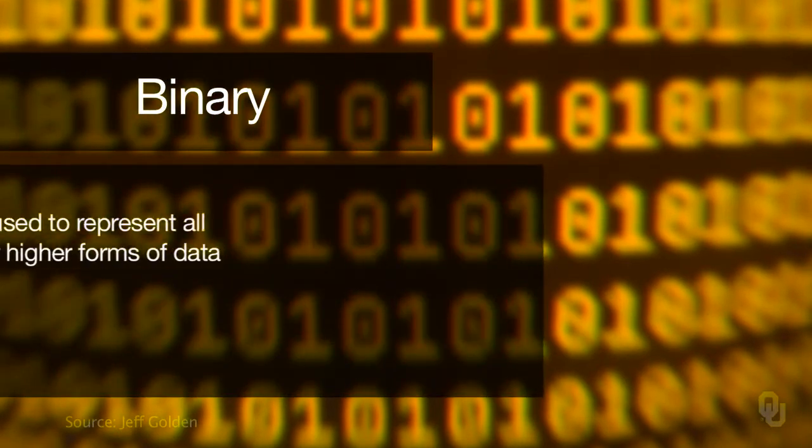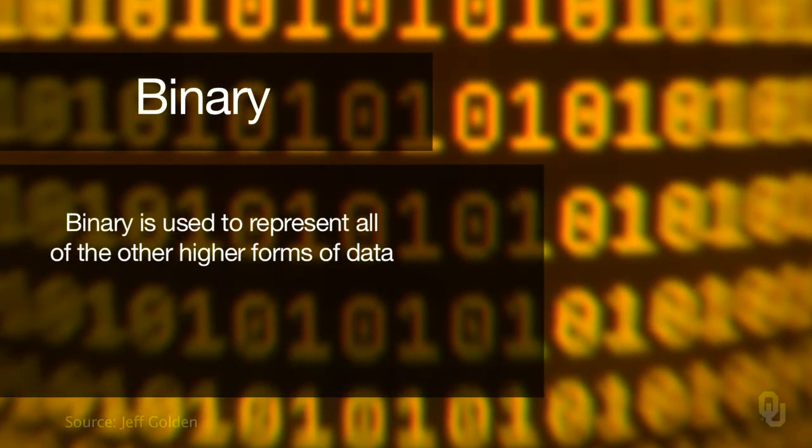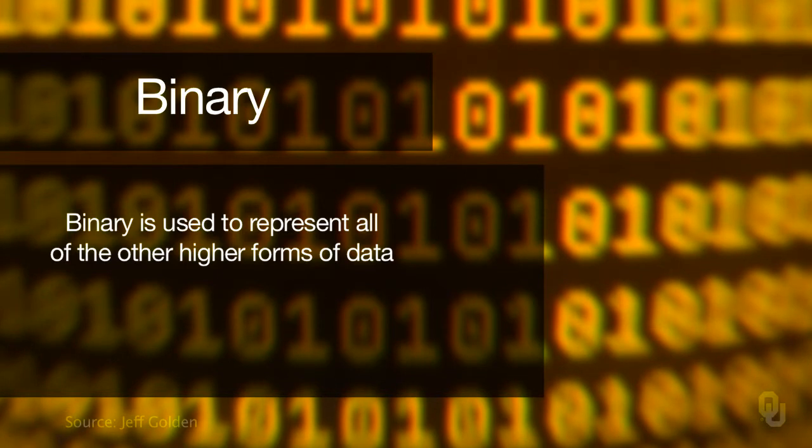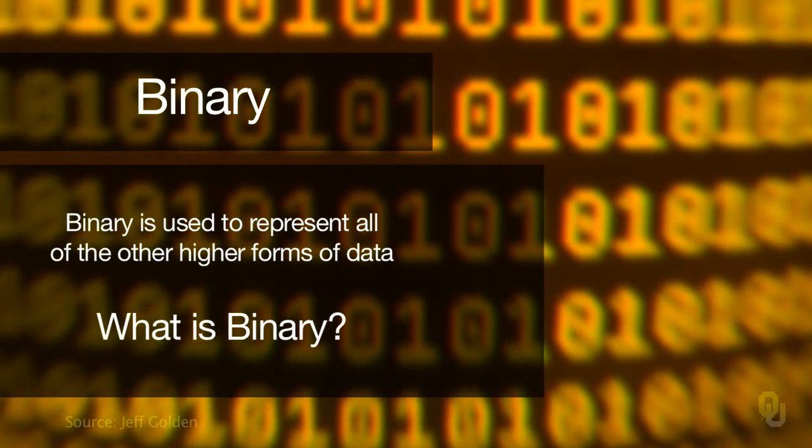But binary really is an abstraction, because it's an abstraction on top of the voltages that are actually running in the wires in your computer. But I'm not going to make you learn about that. We're going to talk about binary and how binary is used to represent all of the other higher order forms of data. So first of all, what's binary?